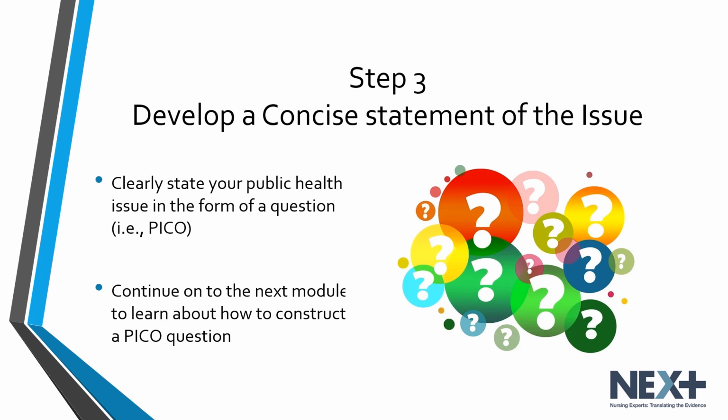Step number 3 of the evidence-based public health process is to develop a concise statement of the issue. Step 3 is where you will clearly state your public health problem, and we will learn to do this in a PICO format. Thank you for listening to this module about evidence-based public health. I encourage you to continue on to the next module, which is about developing a question. A focused question will help you when it's time to search the literature.